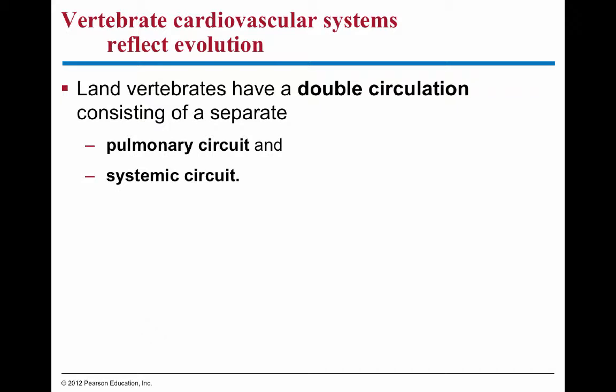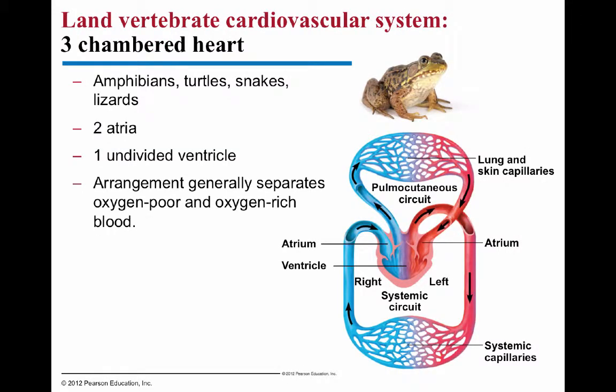That's different than the tetrapods, the land vertebrates, that have double circulation. They have two different circuits. One circuit goes from the heart to the lungs, back to the heart. We call that the pulmonary circuit. And one circuit goes from the heart to the body, back to the heart. That's the systemic circuit. Here's one example. We see this in amphibians, turtles, snakes, and lizards.